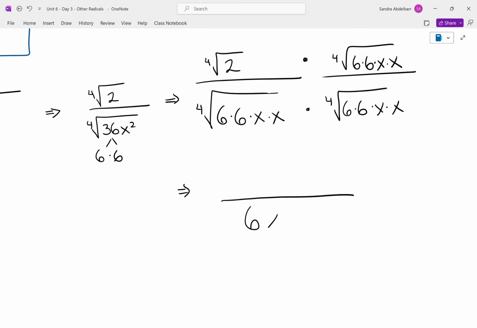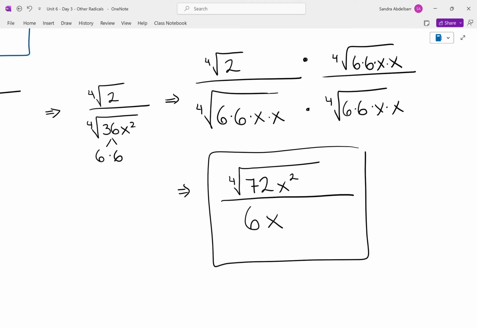So in my denominator, I'm going to have a group of 4 6s, so 1 6 comes out. I'm going to have a group of 4 x's, so 1 x comes out. And in my numerator, I'm going to have the fourth root of 36x squared times 2, which is 72x squared. If I break down 72, will I get 4 of any number? No. If we break down 72, we will not get 4 of any number. So this is our answer.